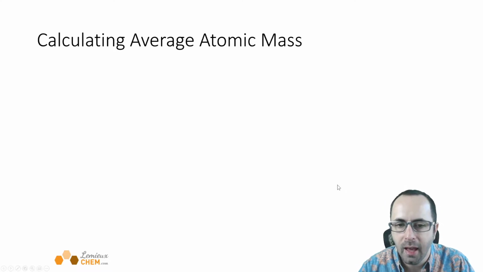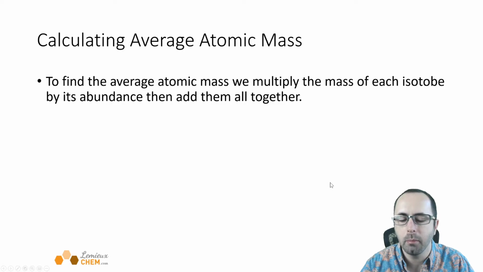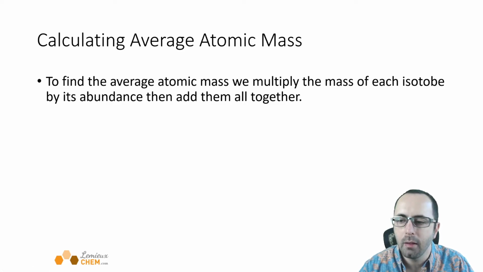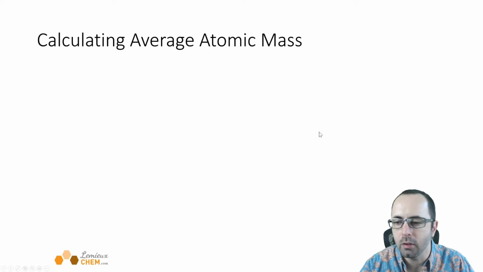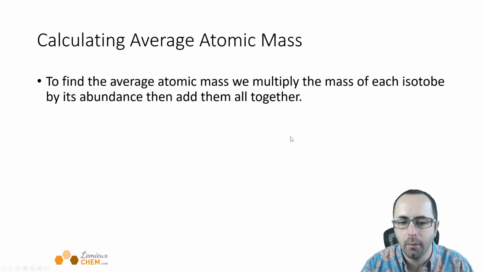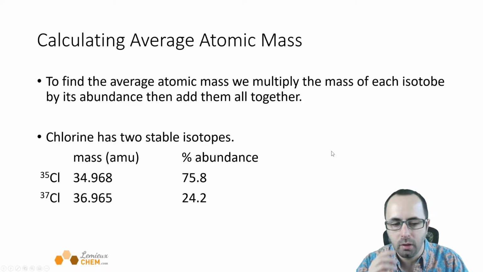So how are we going to calculate the average atomic mass then? Well, this is the kind of problem I'll give you to calculate the average atomic mass. You're going to multiply the mass of each isotope by its abundance, and then you add them together. Just going back here, that's what we did here, right? We multiplied each number by its abundance, and then we added them. It's just like a normal average, but the weights are not 1/2. They're real weights. Okay, so let's say we want to do this for chlorine.